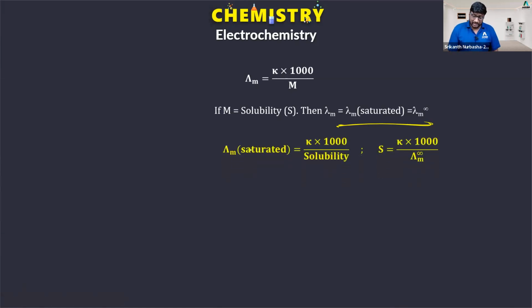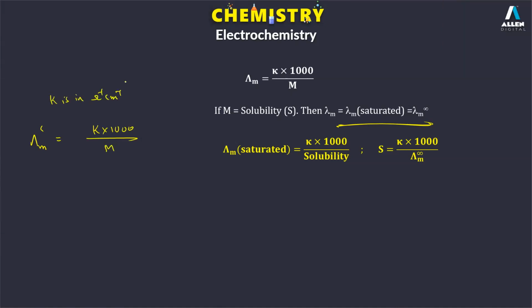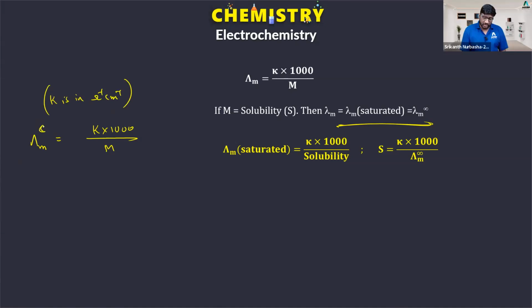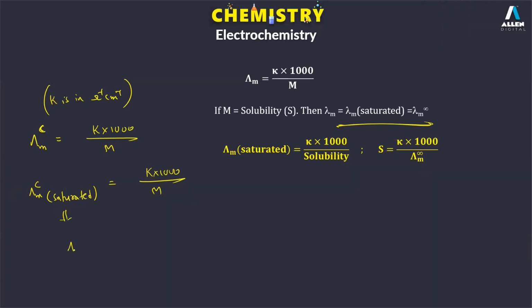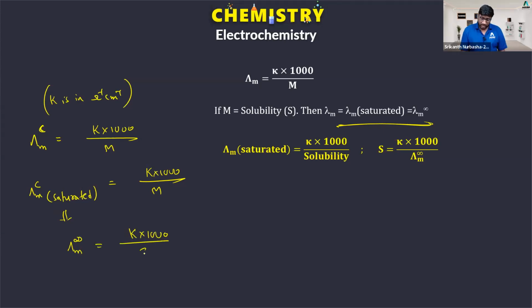So we know this formula: molar conductance at any concentration is equal to K into 1000 by molarity. Here K is in ohm inverse centimeter inverse. The molar conductance for a saturated solution of sparingly soluble salts is equal to K into 1000 by molarity, but you can approximate this as the molar conductance at infinite dilution, which is equal to K into 1000 by solubility.